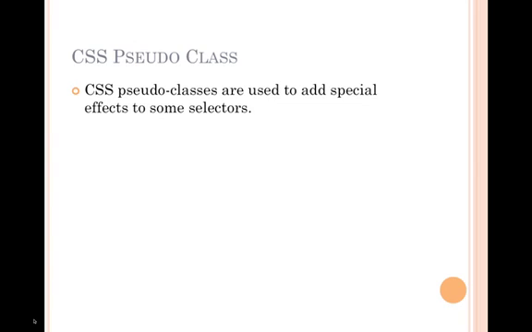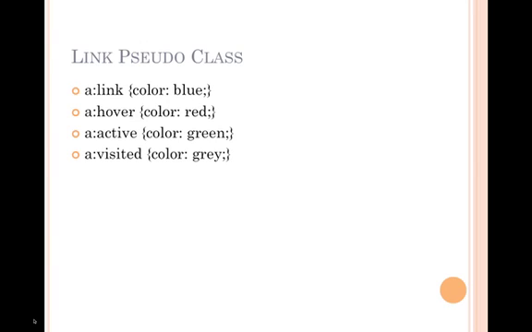One last thing to know about CSS is that there is a thing called a CSS pseudoclass. Basically, a CSS pseudoclass is used to add a special effect to some types of selectors. The most common pseudoclass is this. Let's say you want to style a link and you want to have 4 different properties. You want the link to look one way whenever it is just a link that hasn't been clicked.